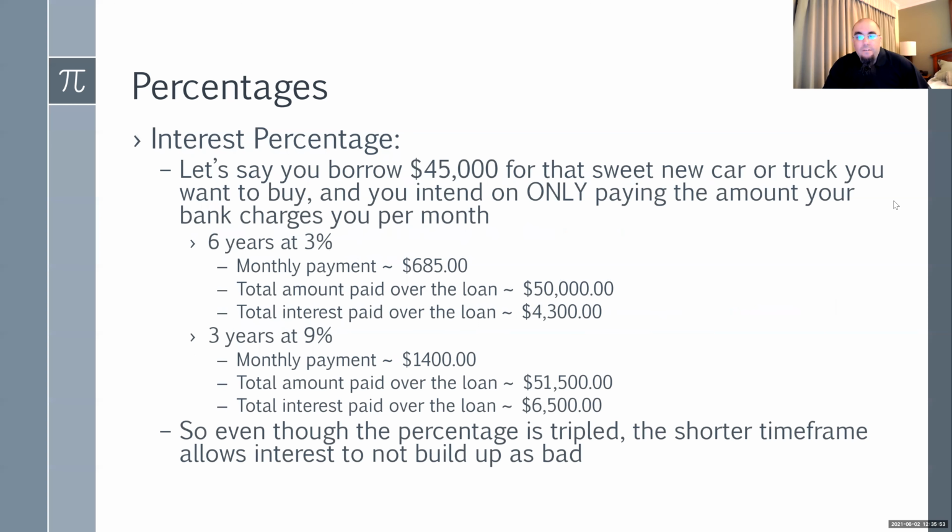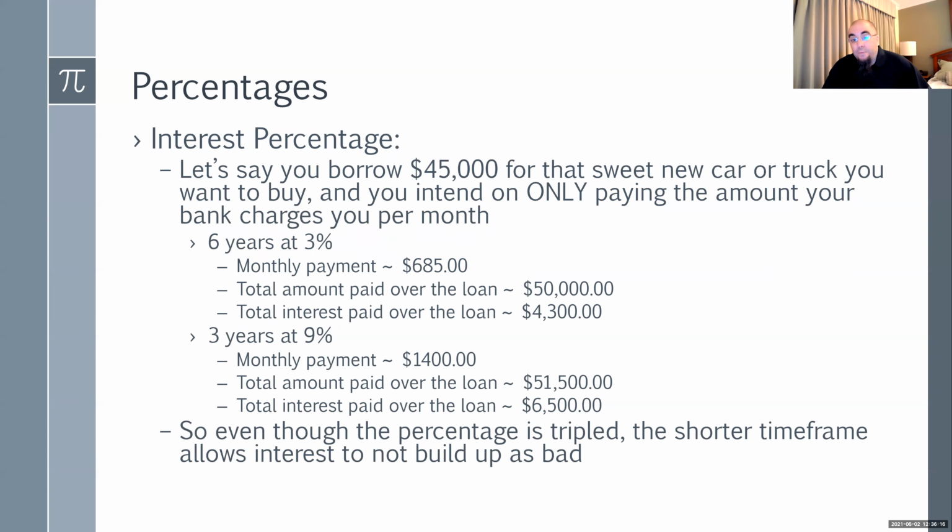So let's look at an example here. Let's say you borrow $45,000 for that sweet new car or truck you've been wanting to buy, and you only intend on paying the amount your bank charges you per month. So it's 6 years at 3%. Monthly payments about $685. The total amount that you will pay over that full loan is about $50,000, right? So the total interest paid over that loan, about $4,300.